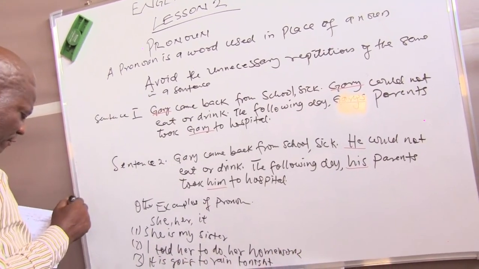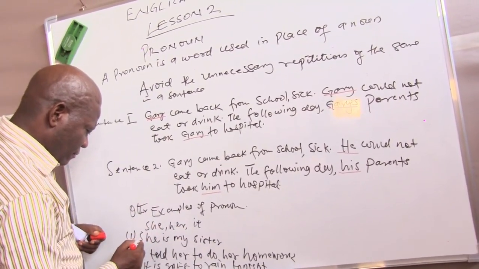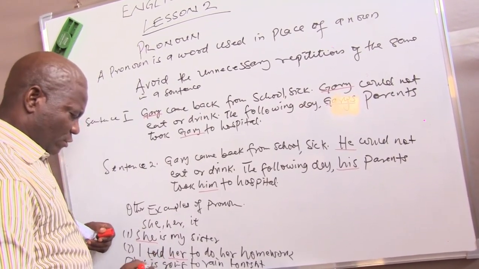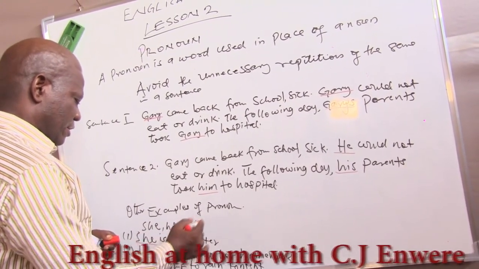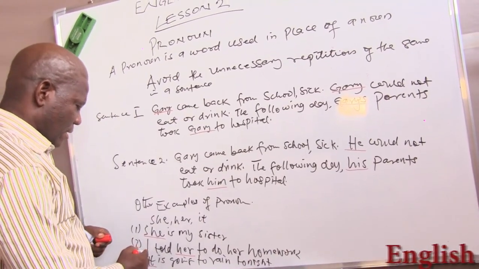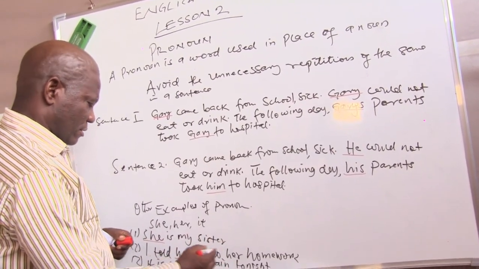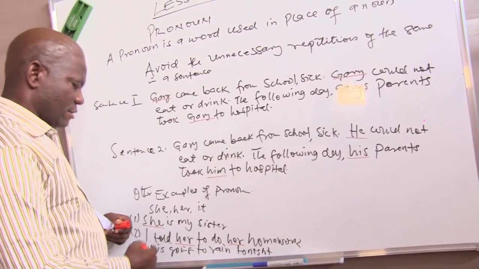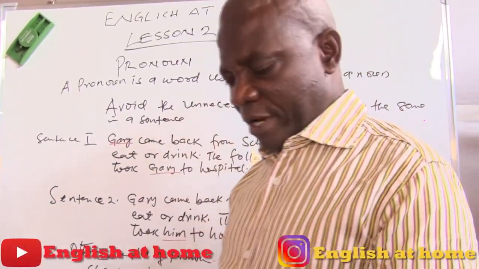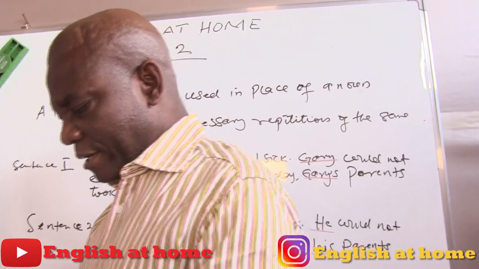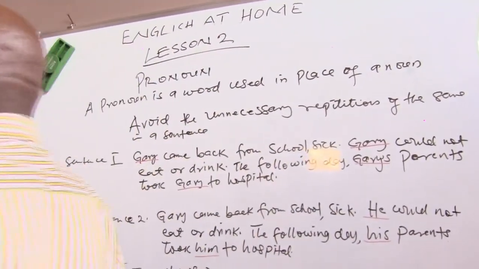And of course, if I ask you to identify the pronouns in the 3 sentences, definitely I know you can do that. We have she. What is the next one? All right, like I heard you say it. Good. She is my sister. Okay. Her: I told her to do her homework. It is going to rain tonight. There are several other usages of the pronoun in different sentences. And as I said earlier, we are going to do an elaborate study on all of them in subsequent lessons.